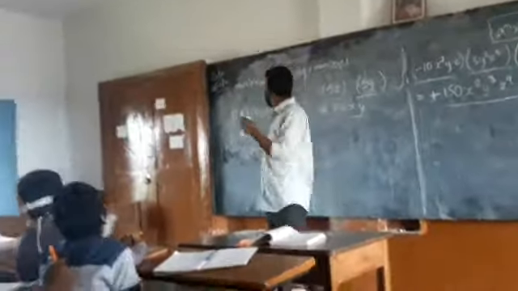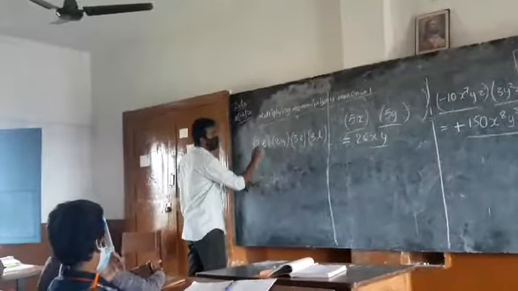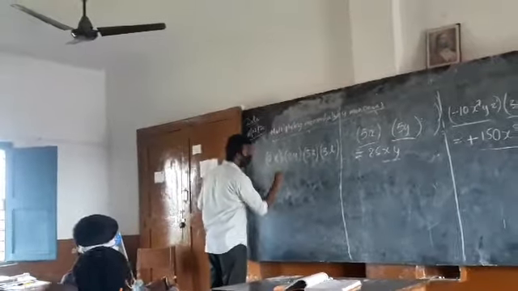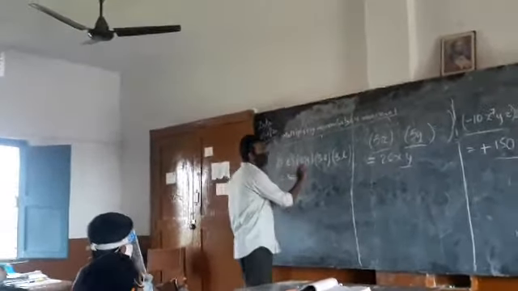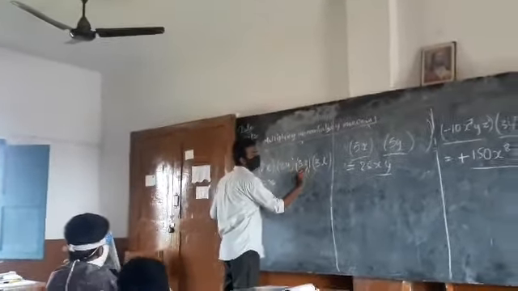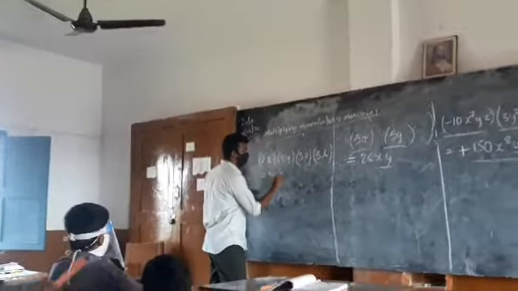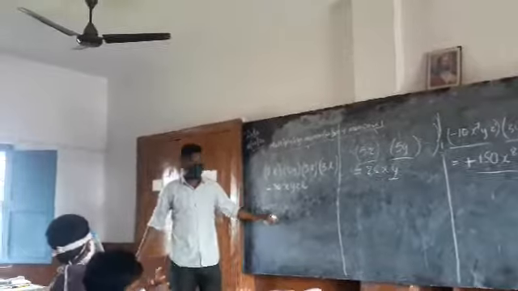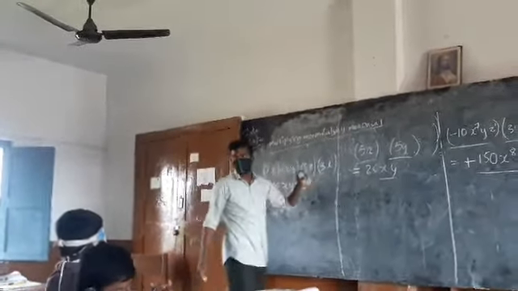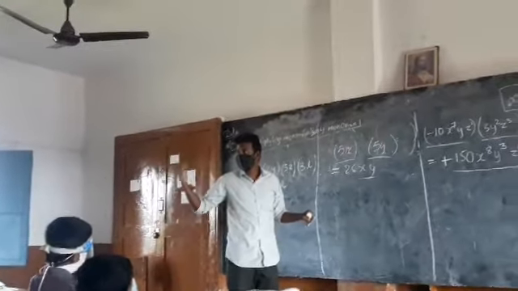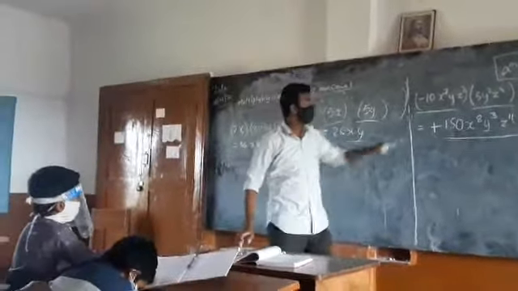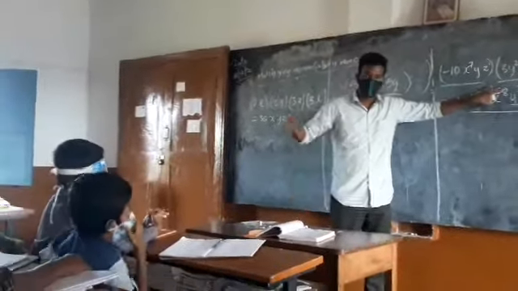So, children, focus here. Yes, 2 into 2, 4. 4 into 3, 12. 12 into 3, 36. x into y, that's why xy. Into z into l, that's why you can directly write it as xyzl. Very good. So here I multiplied 4 terms, 4 monomials. Here I multiplied 2 monomials. Here I multiplied 3 monomials.